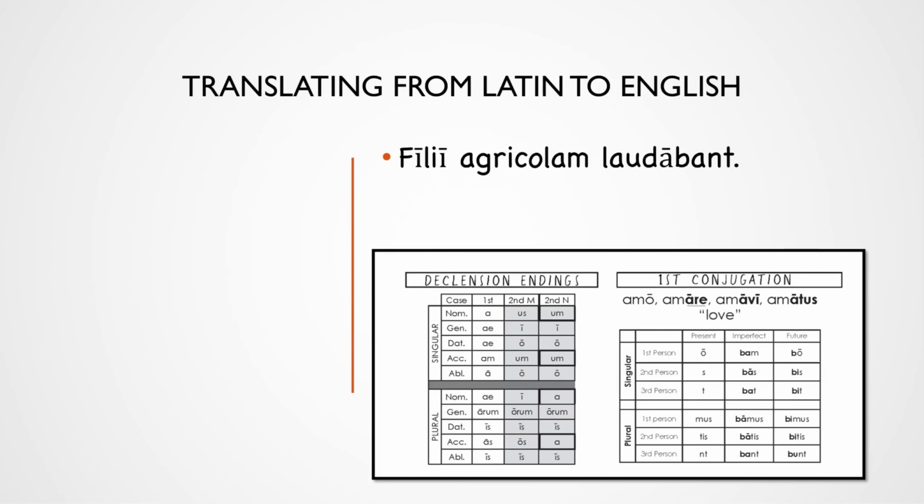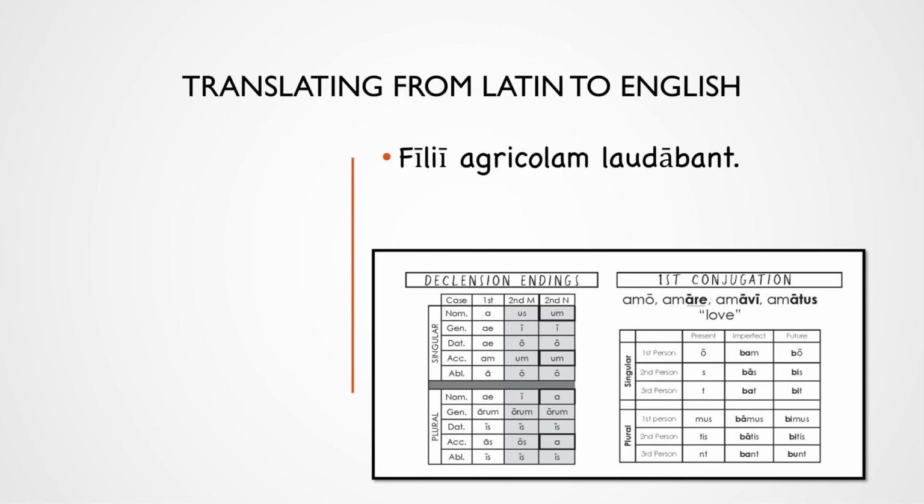Let's try translating from Latin to English. Now, we can identify a lot more about our verb than we could in the past. But watch out, because in this sentence you could see any type of verb. We've learned 3 different tenses: present, which is happening now; imperfect, which was happening in the past; and then of course future, which happens in the future.